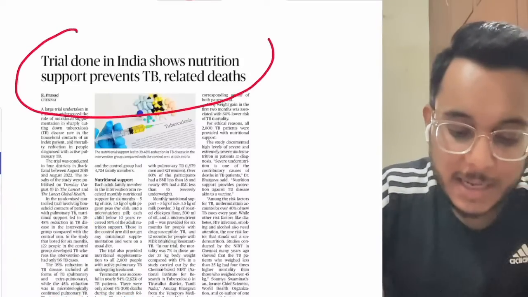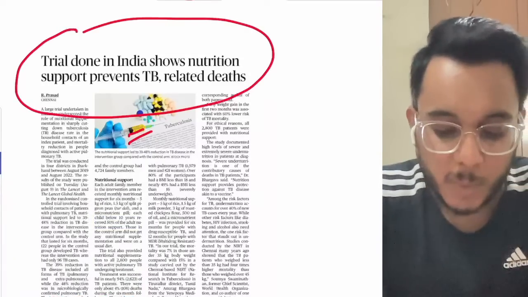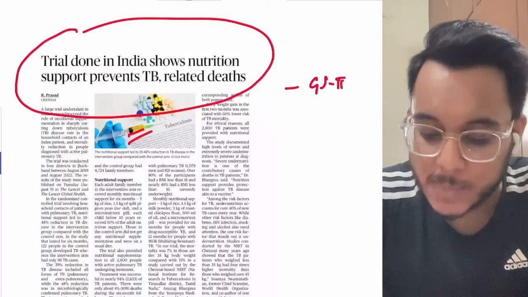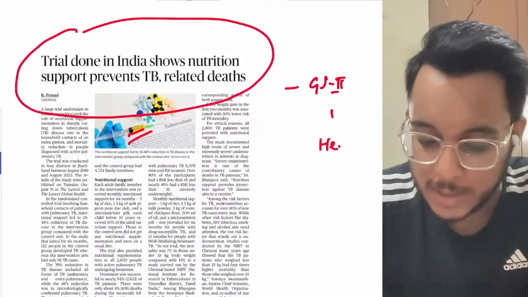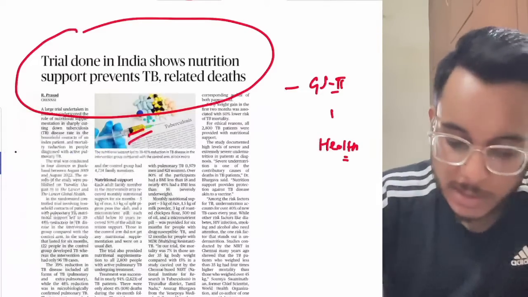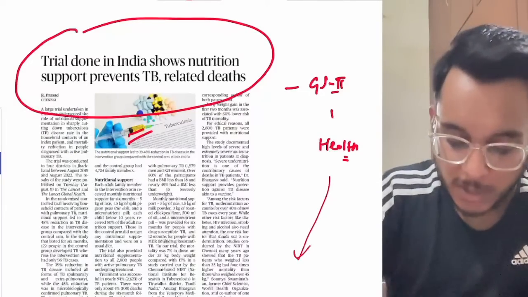Trial done in India shows nutrition support prevents TB related death. We'll see this particular article for GS paper number 2, issues related to health. Now, moving on, guys, in this particular article.